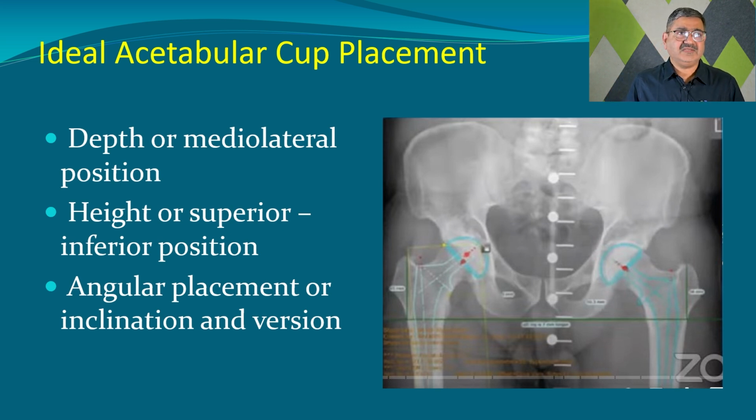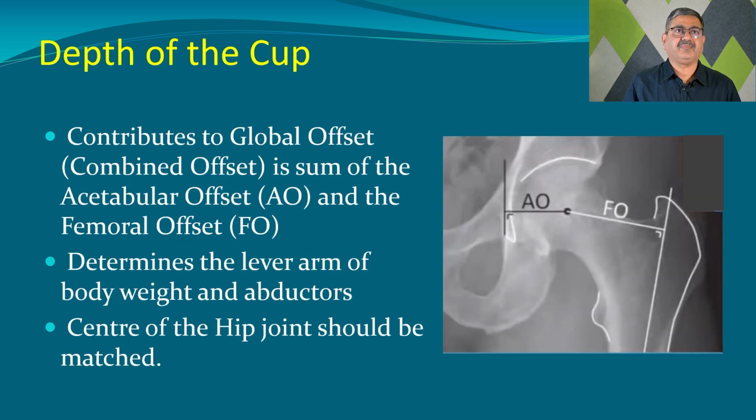It depends mainly on three factors: depth or mediolateral positioning, height or superior-inferior positioning, and angular placement or inclination and version. The depth of the cup contributes to global offset. Combined offset is the sum of acetabular offset plus femoral offset. It determines the lever arm of the body weight to the abductors, and the center of the hip joint should be matched with the previous pre-op condition.